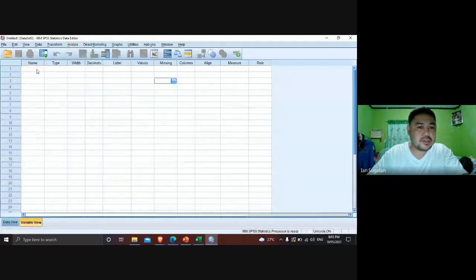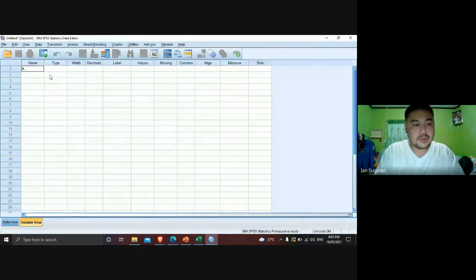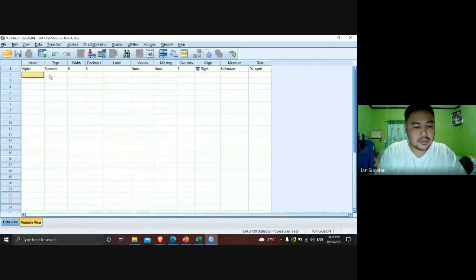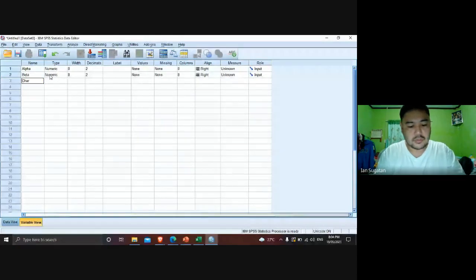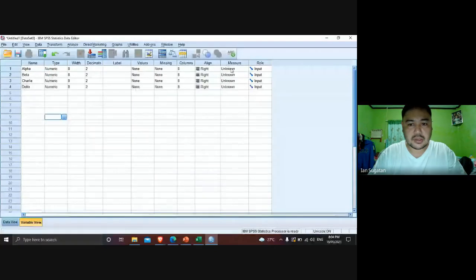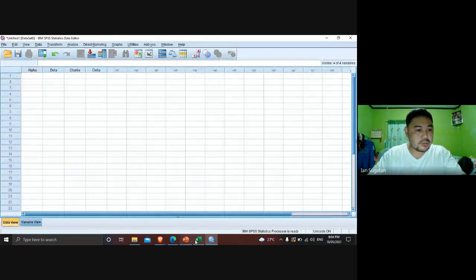Okay, supposedly, sige, try natin na alpha. Ang first lang nga table, alpha, beta, Charlie, and delta. To make sure ang sa measure niya scale siya. Okay, then afterwards, you go to the data view. Then import the value, no?